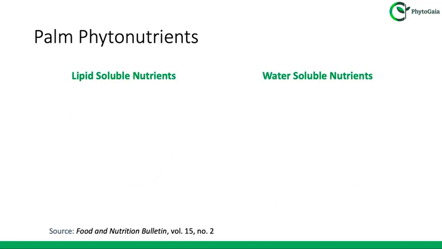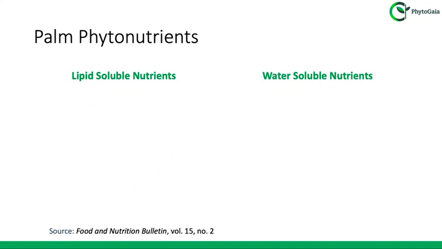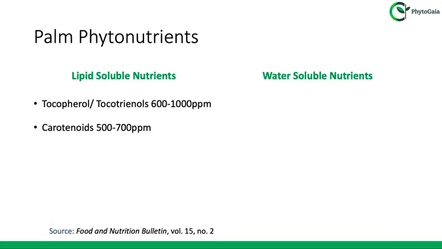So what can we expect from palm in terms of the minor phytonutrients? I put them into two groups: the lipid soluble nutrients and the water soluble nutrients. The lipid soluble nutrients are mainly extracted from the mesocarp or the crude palm oil. The first one is the tocotrienols or tocopherol, about 600 to 1,000 parts per million, depending on the species. From Elaeis guineensis the level would be higher compared to Elaeis oleifera. Then the carotenoids are about 500 to 700 parts per million. Sterols, 330 to 530 parts per million. Another interesting compound is plant squalene, about 200 to 500 parts per million.